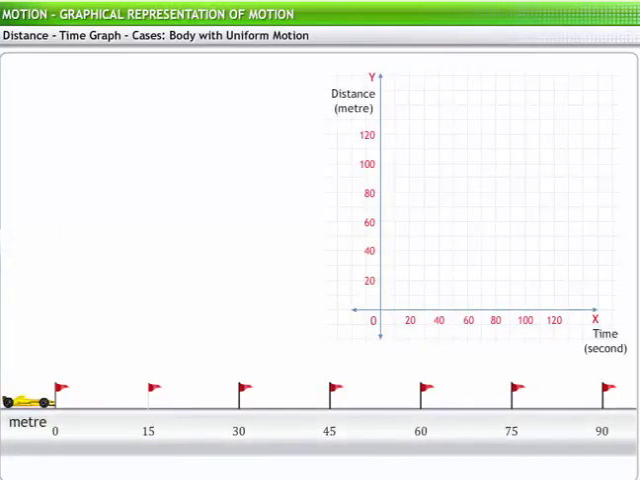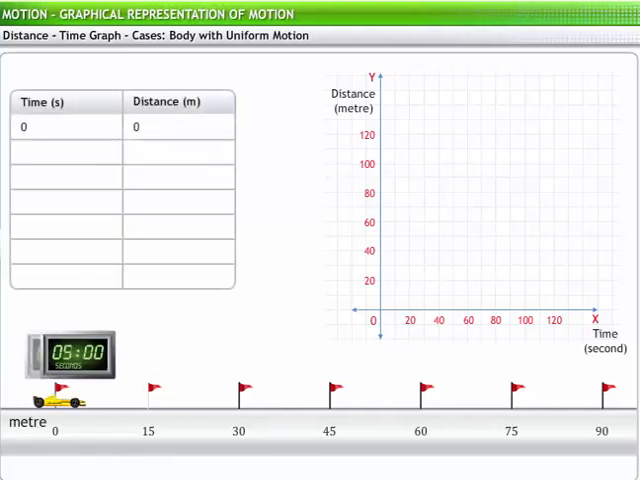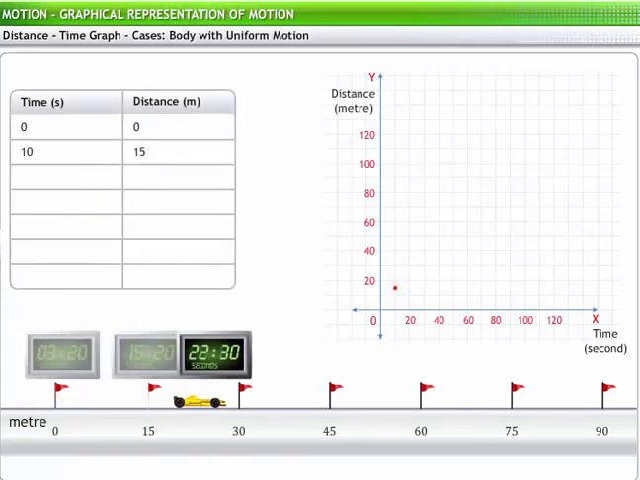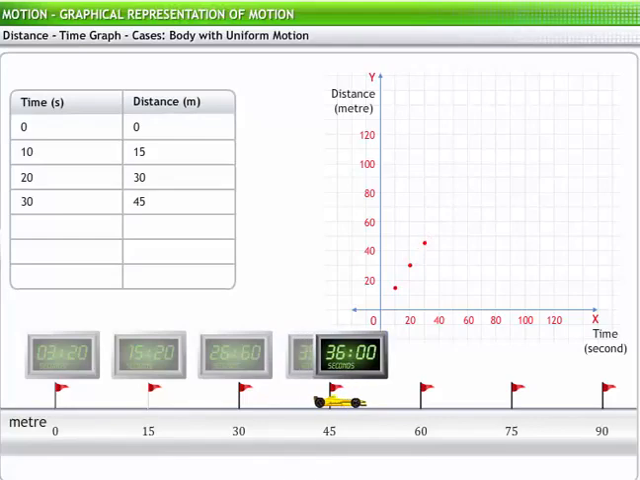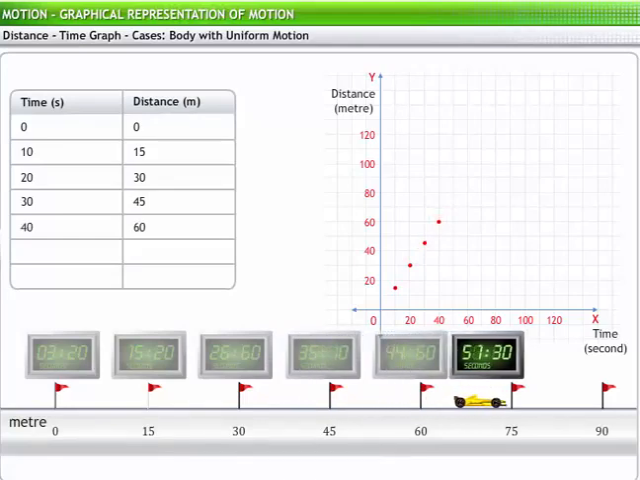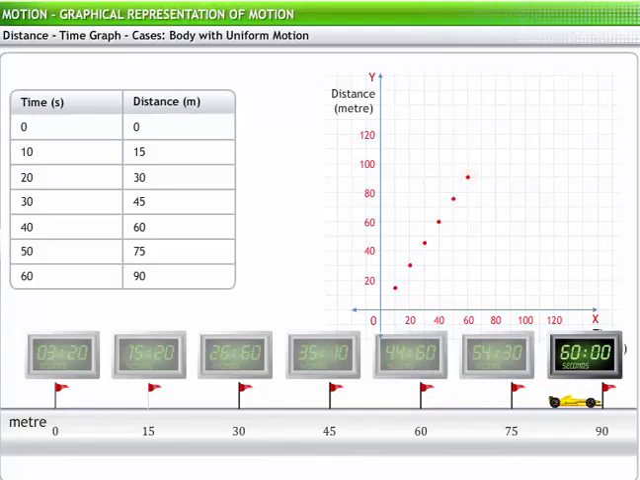When a body exhibits uniform motion, it travels equal distances in equal intervals of time. For example, consider a body moving with uniform speed. The data provided represents the position of the body at different instances of time. The initial position of the body is 0. The graph for this body is a straight line, making an angle with the X-axis and passing through the origin. Thus, the graph of a body in uniform motion is an inclined straight line passing through the origin.